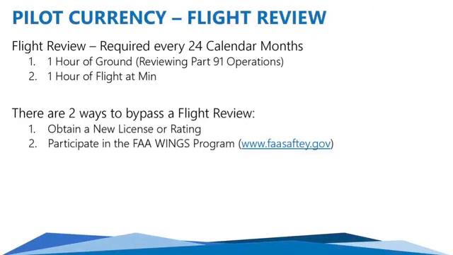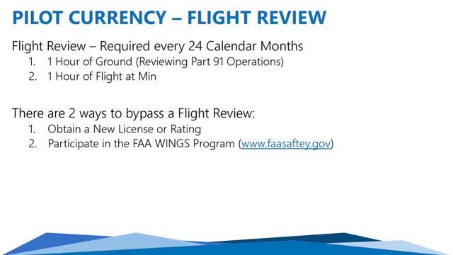Okay, so remember, if you were to think of currency in a linear fashion, the very first thing that you need is, in order to fly just by yourself with no passengers, you're required to have a flight review, and the flight review needs to be done every 24 calendar months. So that flight review is a minimum of an hour of ground and an hour of flight. There are two ways to bypass the flight review. The first and easiest way is going to be obtain a new license or rating or certificate in these cases. And number two would be to participate in the WINGS program. So that's the FAA safety program that's available to us. So those are the ways that we can bypass it. So that's to fly by ourselves.